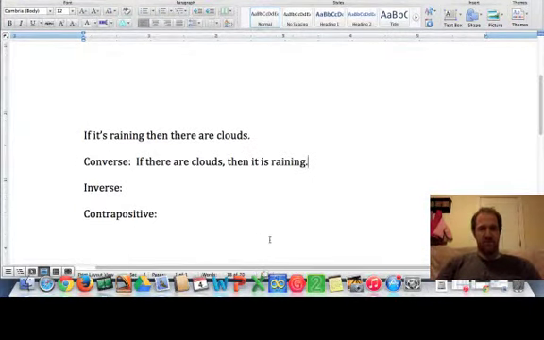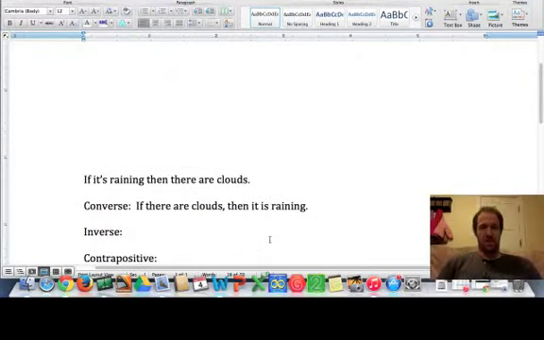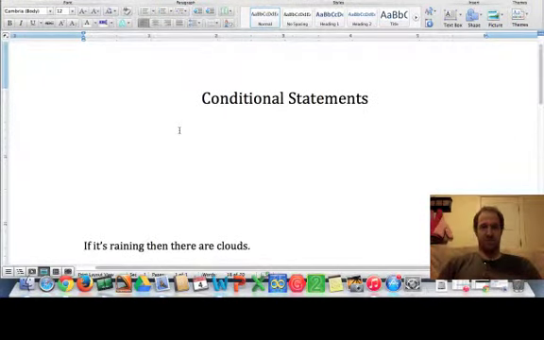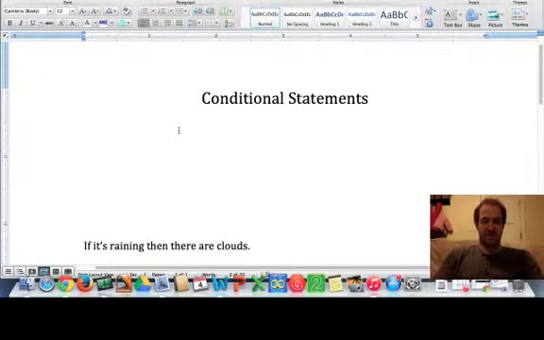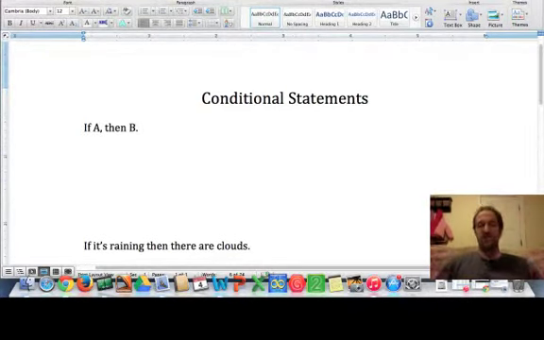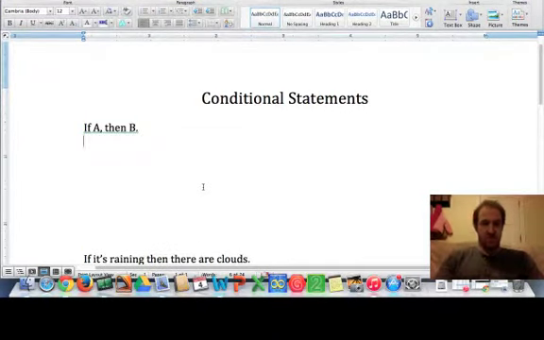Now there are two others. There's an inverse of an if-then statement and a contrapositive as well. Before I get to those, let's talk a little more generally about if-then statements. We can write a general if-then statement like this: if A, then B. And A and B are just statements. In this case, A is it's raining, and B is there are clouds. But they're just general statements.